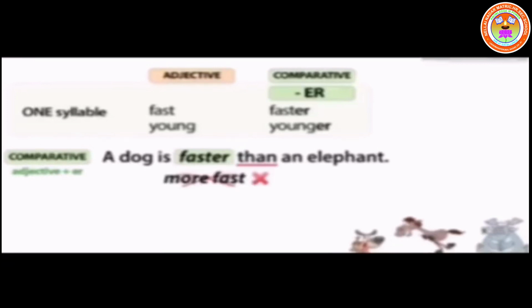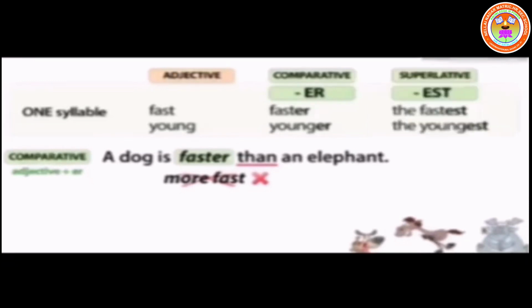Look at the example. A dog is faster than an elephant. We say faster, not more fast, as we do in some other languages. It is important to use than after the comparative. Faster than, slower than, younger than.